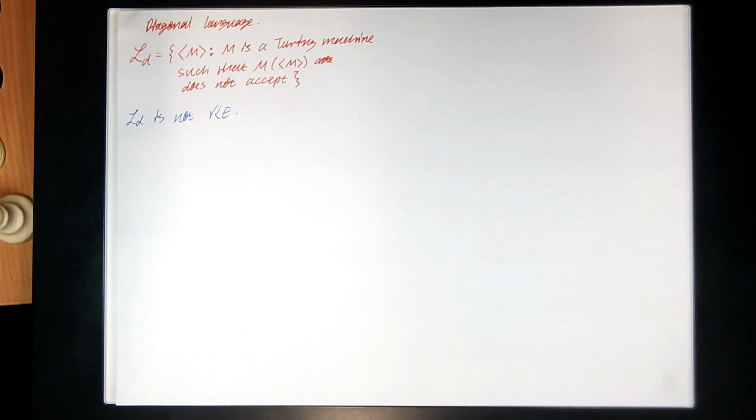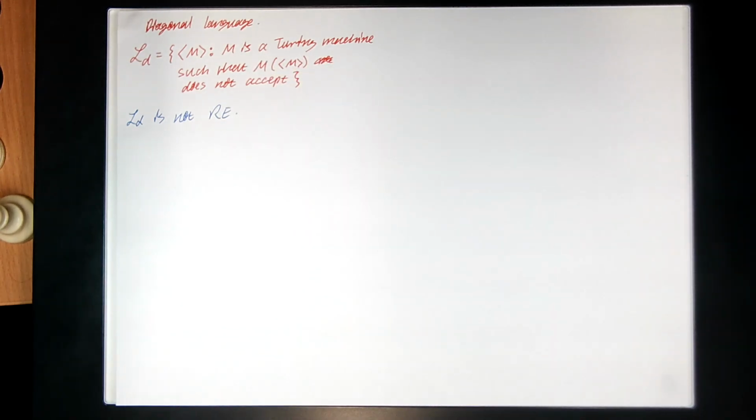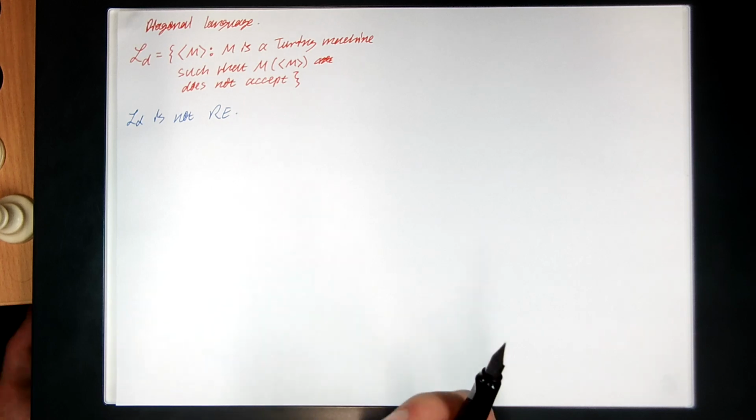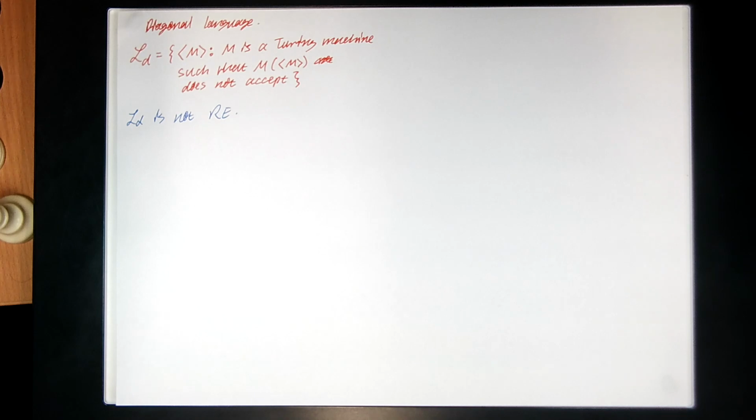Okay, now we're going to talk about an example of a language that doesn't even satisfy recursive enumerability. It's called the diagonal language, denoted L sub D, and it's the set of all encodings of Turing machines M such that M does not accept its own encoding as input. So if you feed M into itself, M does not accept. Either M rejects or M gets trapped in a loop forever. You can think of it intuitively as the set of all machines that reject themselves.